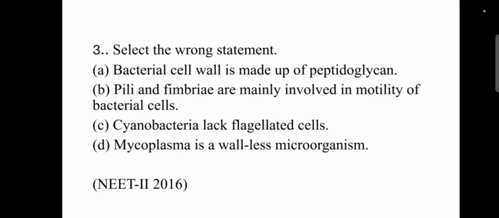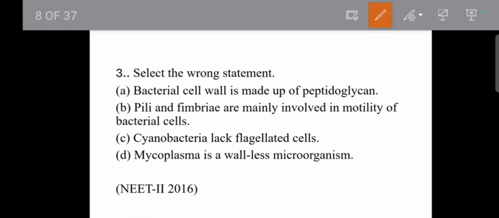Now we see the third one. Select the wrong statement. The first statement is the bacterial cell wall is made up of peptidoglycan. Yes, the bacterial cell wall is made up of peptidoglycans. Second one is the pili and fimbriae are mainly involved in the motility of the bacterial cells. So this is the wrong one. The pili and fimbriae are not mainly involved in the motility of the bacteria.